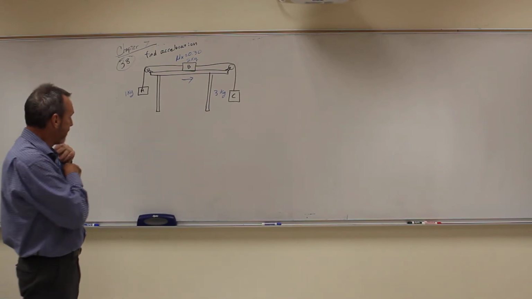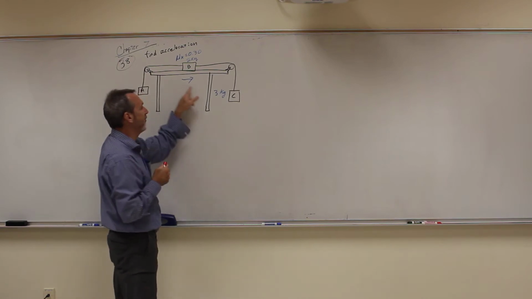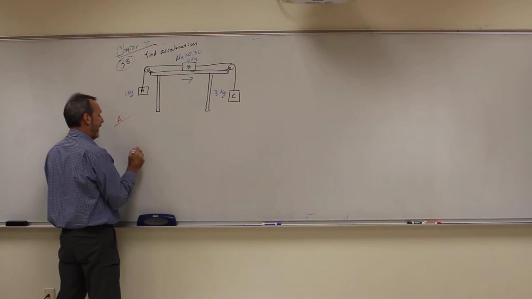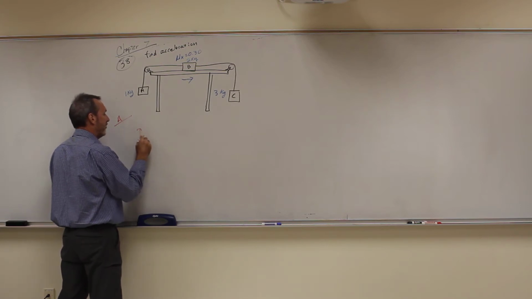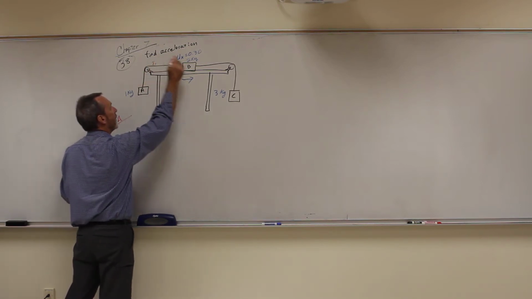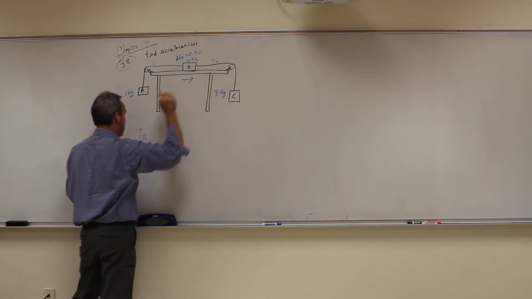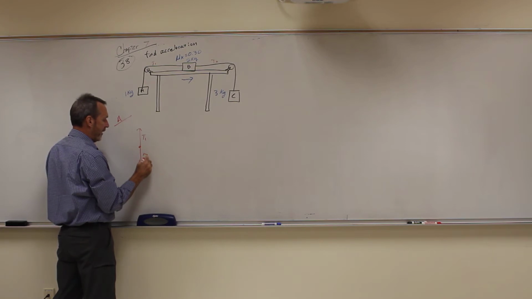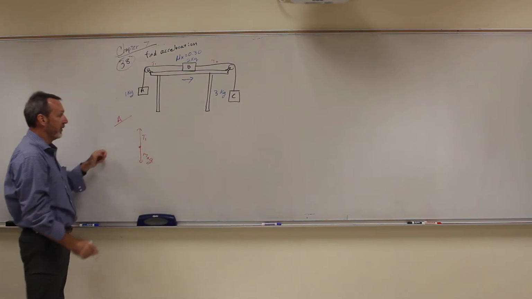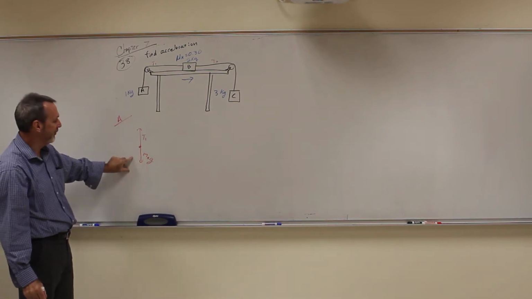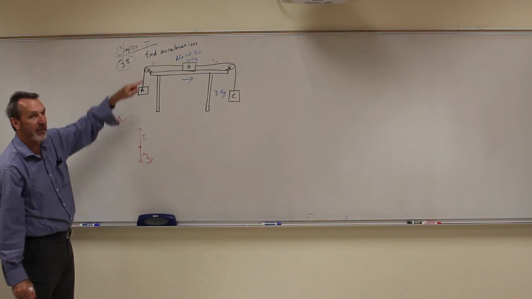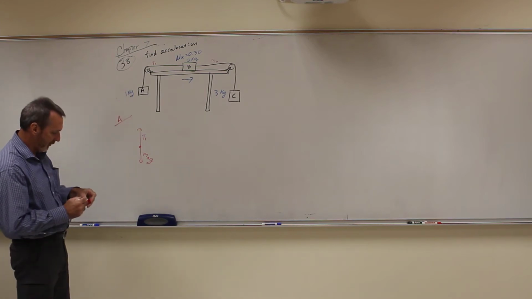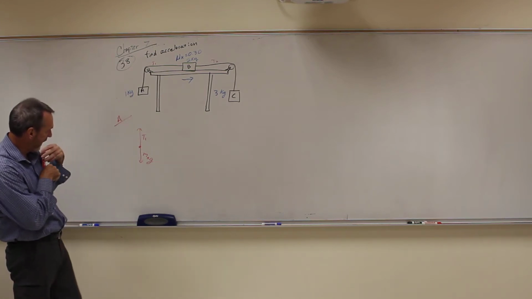So we have 3 moving blocks, so we're going to have 3 different free body diagrams. So let's start here for block A. We have tension, we're going to call this T1. This is going to be T2 on this side, okay? We have T1, we have MA times G. Notice T1 is bigger than MA times G, because the whole thing is accelerating that way, this has to be bigger than that. But that's all that's acting on block A.